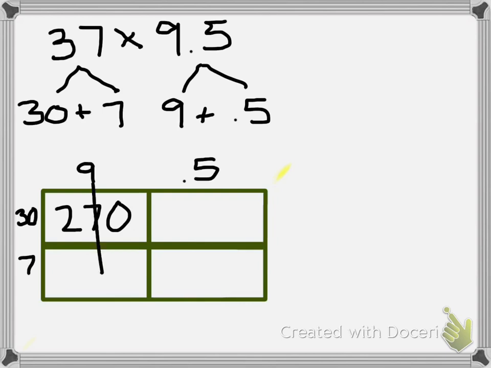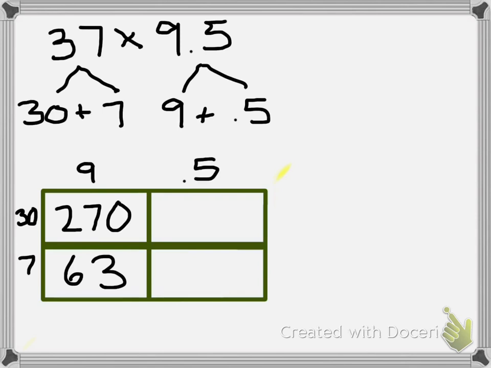Okay, now we're going to do 9 times 7. And 9 times 7 we all know is 63. All right, so now we've multiplied the 9 times the 30, we've multiplied the 9 times the 7, and we can move on to start multiplying by this 5/10. We'll multiply 5/10 times 30.